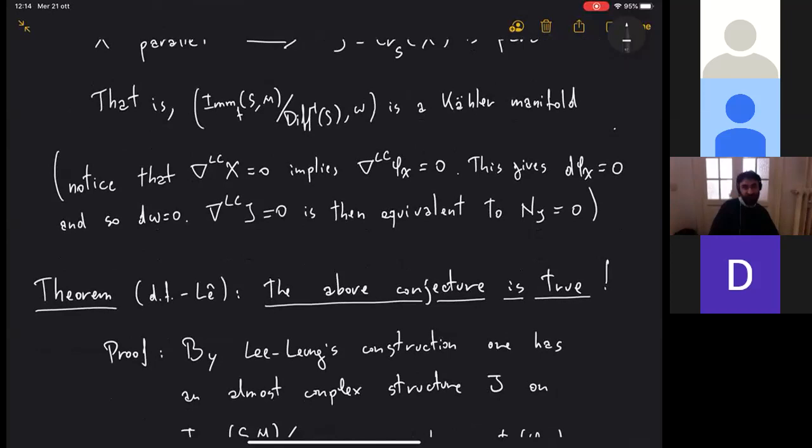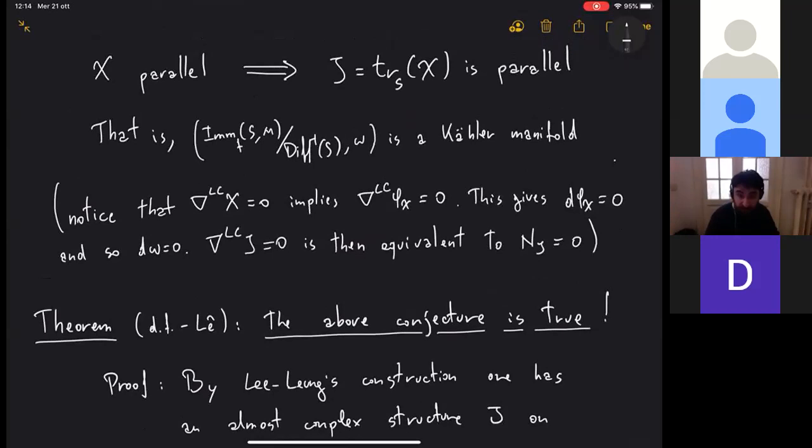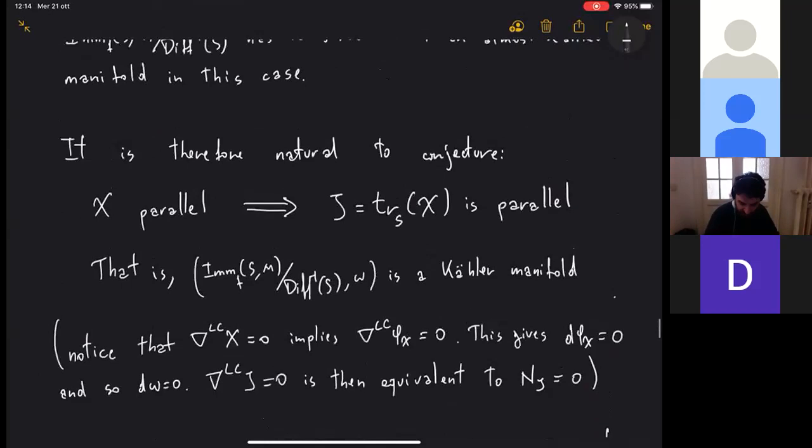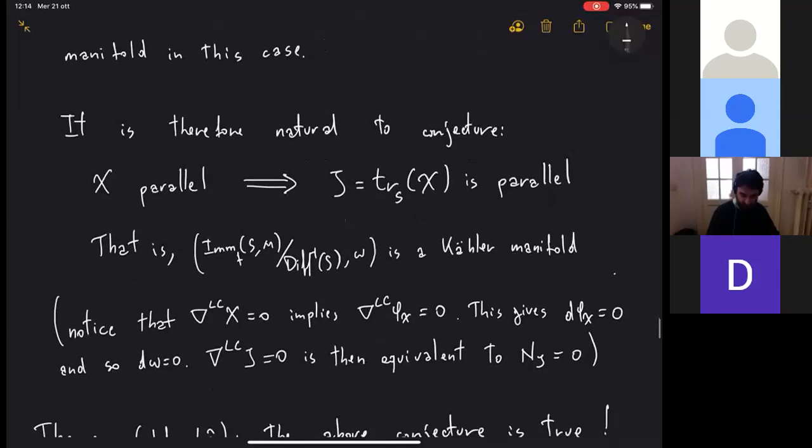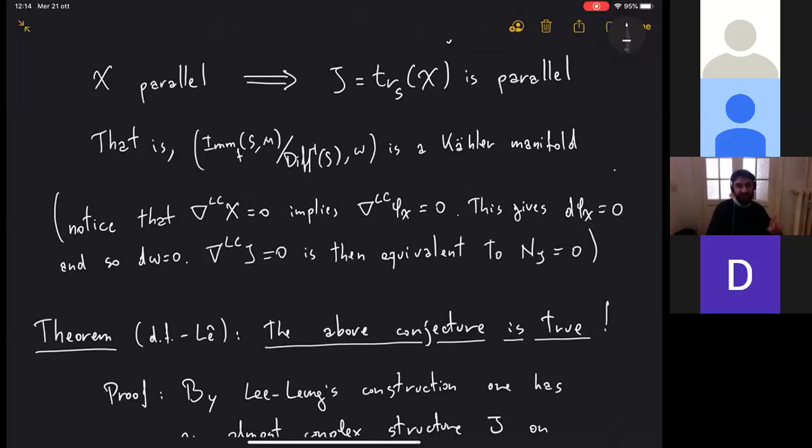So can I ask you something? Can you say again the difference between formally Kähler and Kähler? Yes. So between almost Kähler and Kähler. Okay. So formally Kähler means that the complex structure has vanishing Nijenhuis tensor.